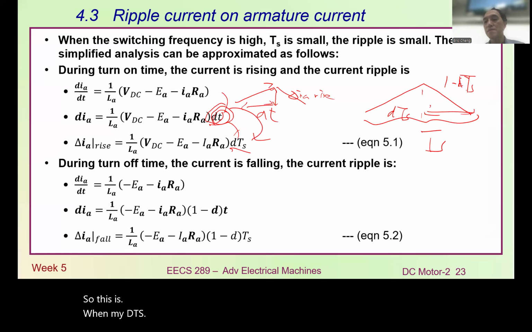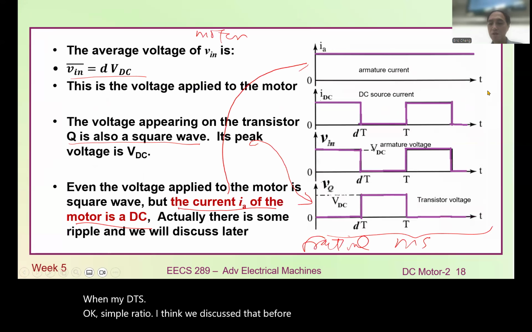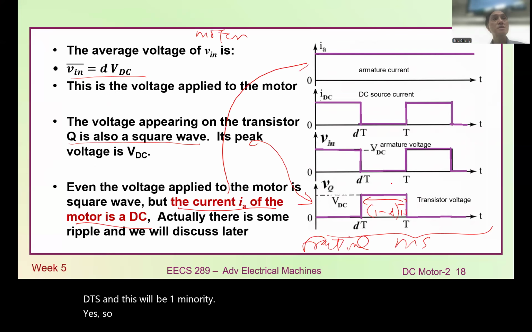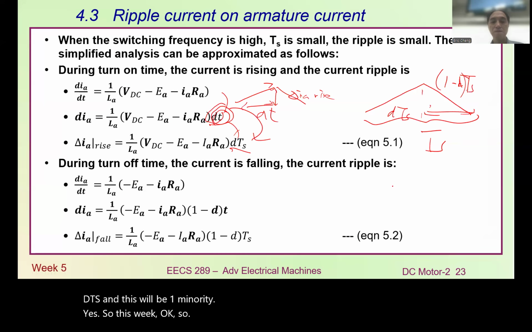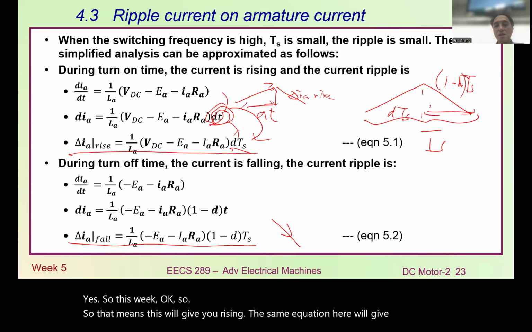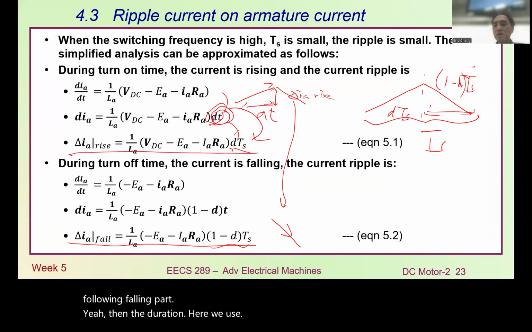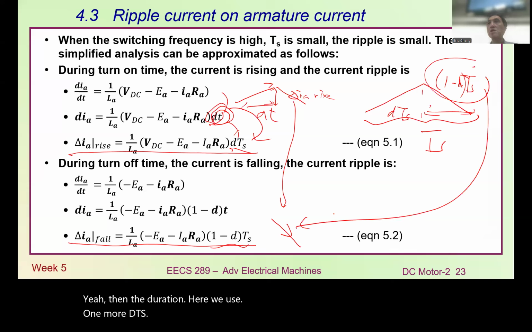A simple ratio. I think we discussed that before in a few pages here. That's DTs, and this will be 1 minus D times Ts. So this width. That means this will give you the rising. The same equation here will give you the falling part here. Then for the duration here, we use 1 minus D times Ts for the dropping ripple.